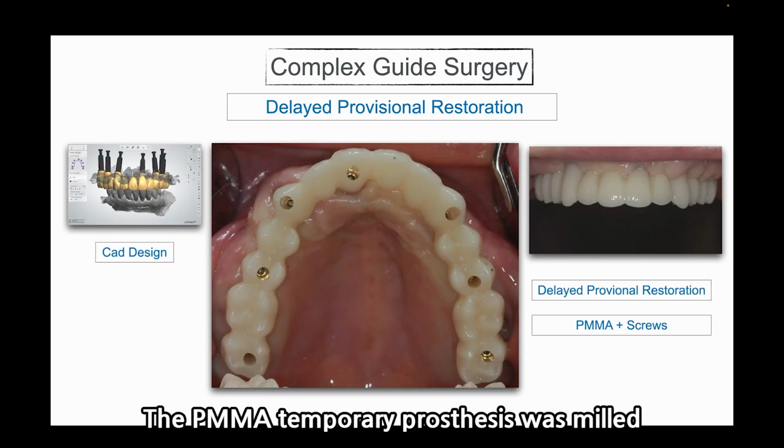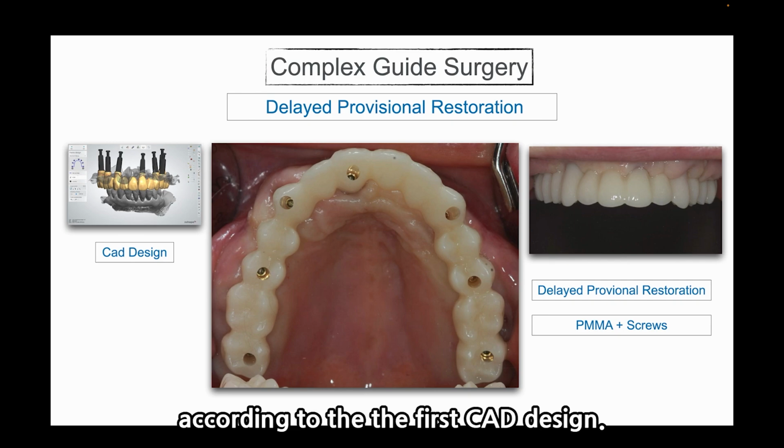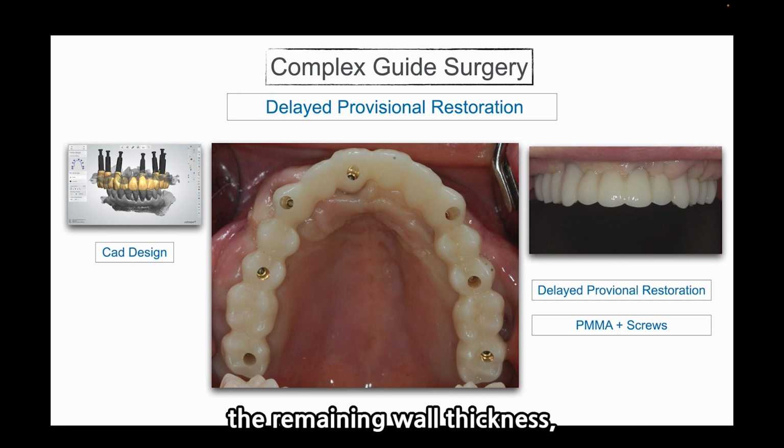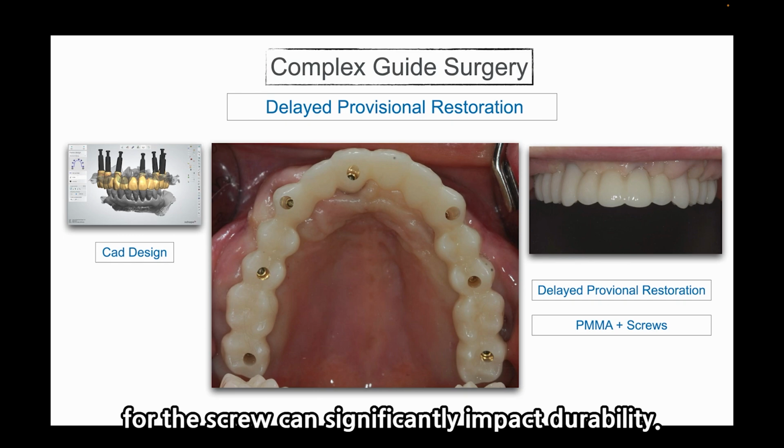The PMMA temporary prosthetics was made according to the first CAD design. Please note that the position of the screw hole, the remaining wall thickness, and the thickness of the support for the screw can slightly impact durability.